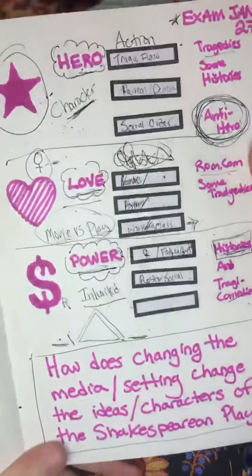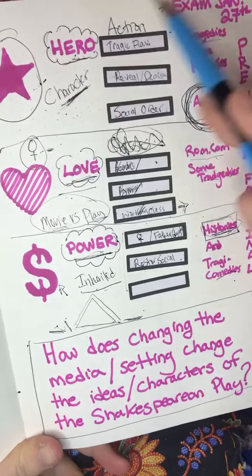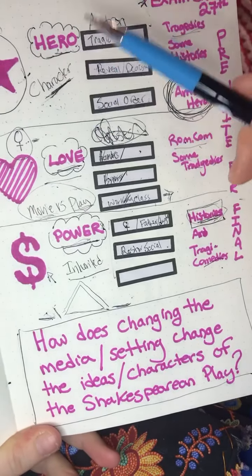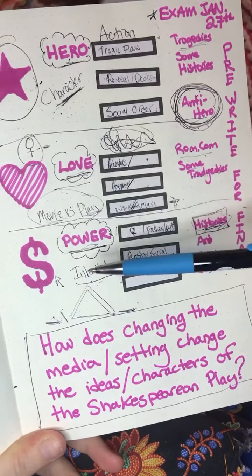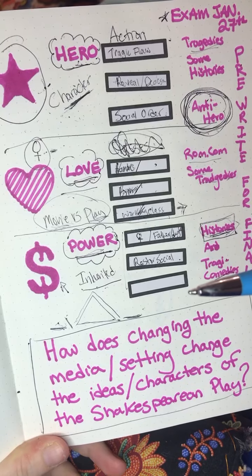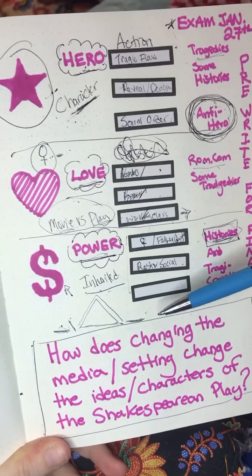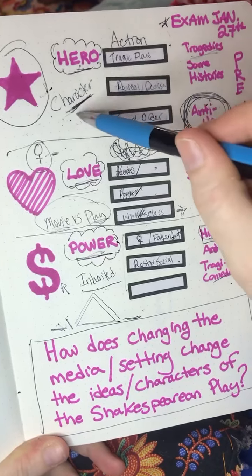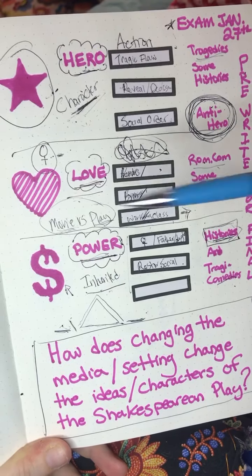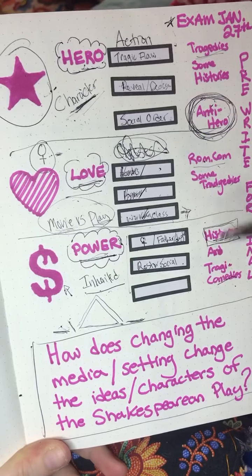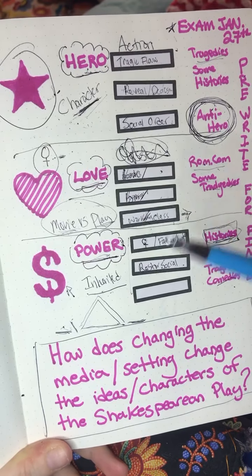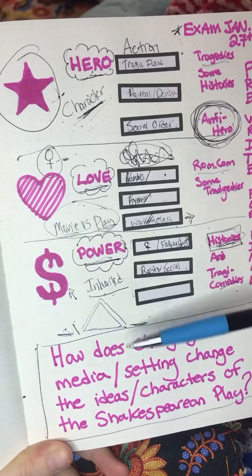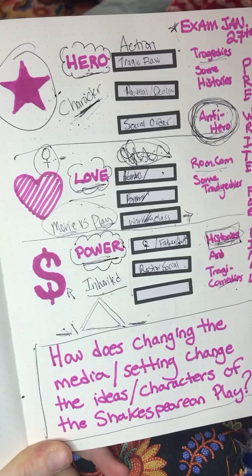So once you've done all that, then you come in and you look and you're like, okay, what am I going to write about? Am I going to write about the hero? Am I going to write about love? Am I going to write about power? How does the setting change the ideas about the hero or the characters? How does the setting change the ideas about love? How does the setting change the ideas about power, and what the exercise of power means in society?